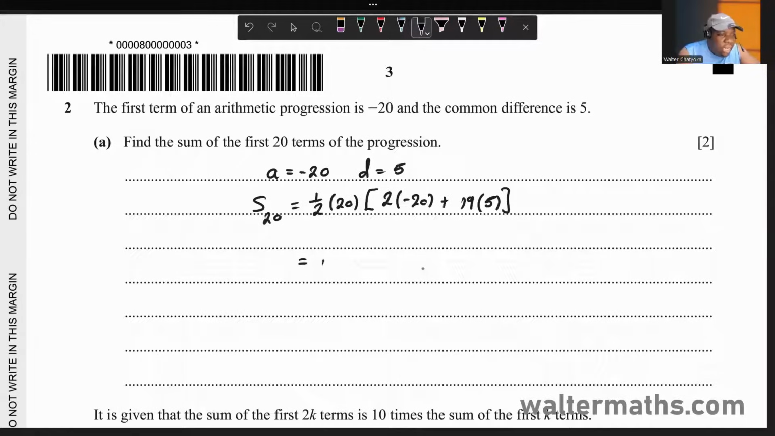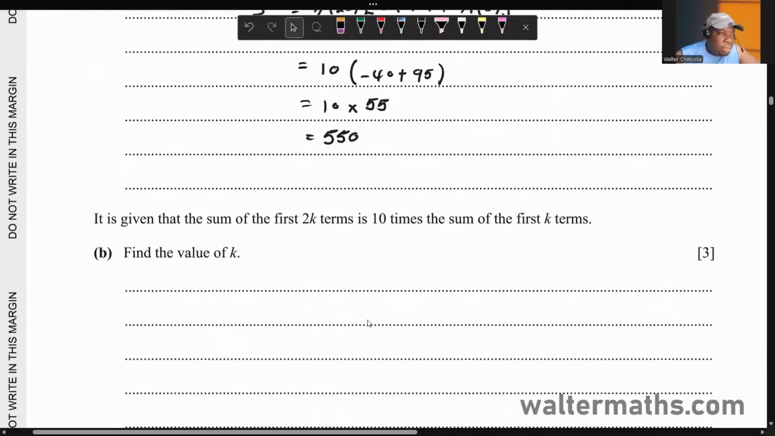Now, half of 20 is 10, and 2a is -40, and 19 times 5 is 95, all right? So it's 10 times (-40 + 95), which is 55. So we get the answer here to be 550. Let's go on to part B.